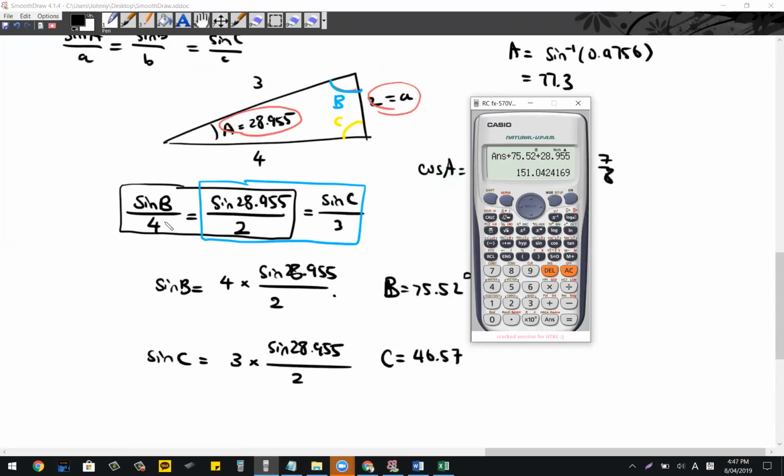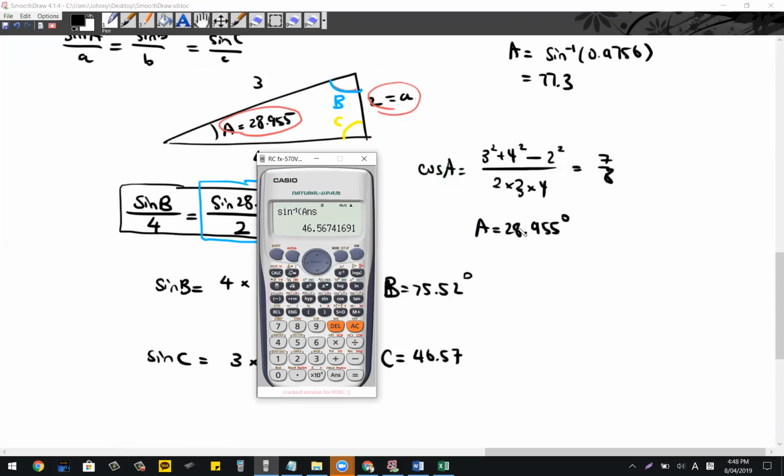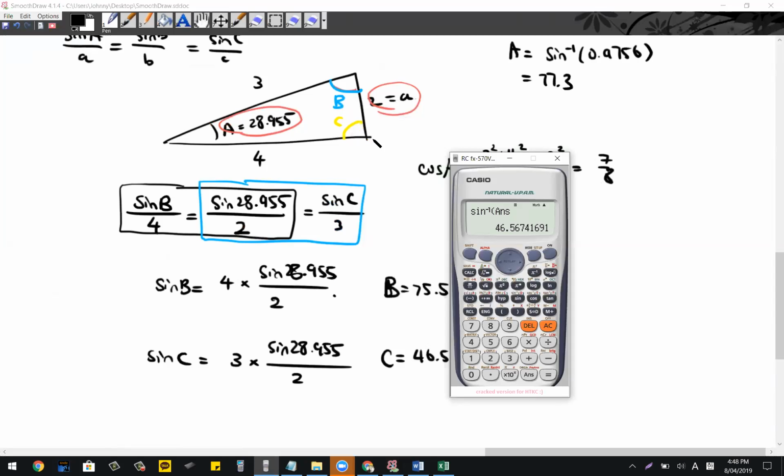Yeah, this one number seems incorrect. 3 times sine 28.955. Maybe I missed some digit or something. And then inverse sine of the answer. Well, that's right. That seemed weird. 4, 3, 2. Hold on. Maybe there's a violation. 7, that's 5. It doesn't violate the triangle inequality. Hold on.